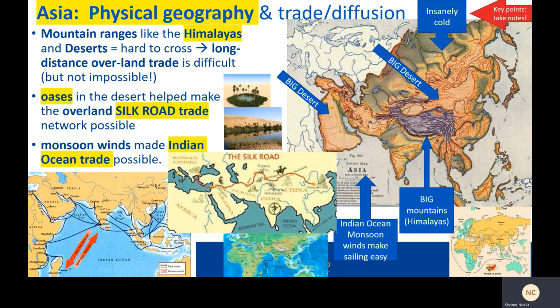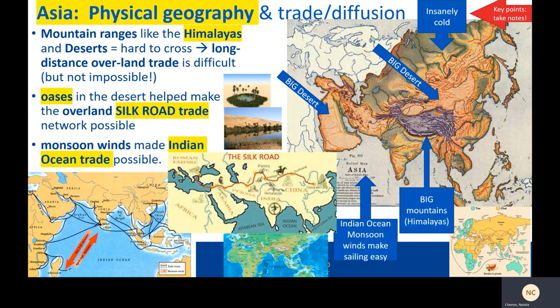One thing about Asia's physical geography that makes overland trade, like Silk Road trade, possible are oases. Oases in the desert are like little spots where you can find water, so that you can take your caravan of camels, water them, water yourself, and keep going. They're really hard to find if you're just looking for them. So that's where pastoralists and their specialized knowledge of the terrain really comes into play.